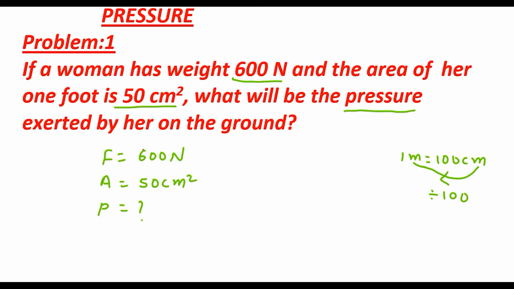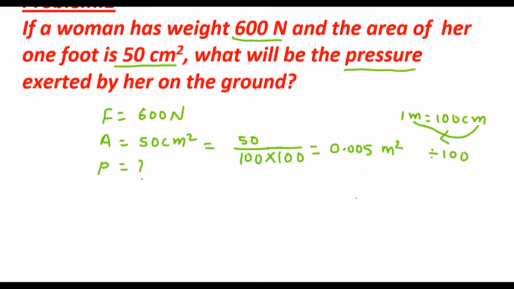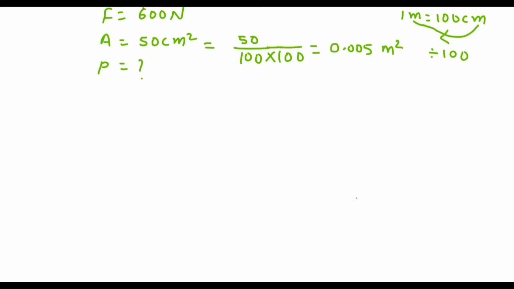So here area is given in cm square, we have to change it to meter, so we are going to divide by 100. If we divide by 100, it only changes to meter, but we need meter square, so again we divide by 100, and then it is converted into meter square, so it becomes 0.005 meter square. This is the required area.